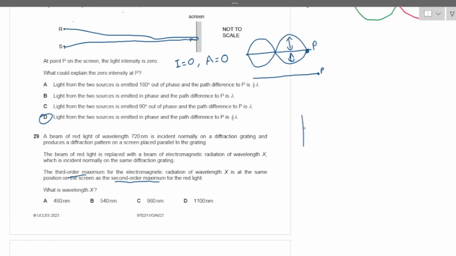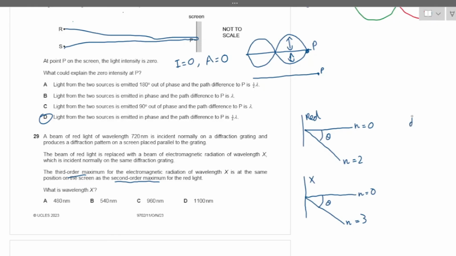So basically what they're saying to us is that for red light, this is your n = 0 maxima of zeroth order, and then you have n = 2, which is your second order maxima. The second order maxima has some angle theta, right? What the question is trying to say is that for another radiation X, it has n = 0, but its third order maxima is at the same position as that of the red. That means that their angles must be equal.